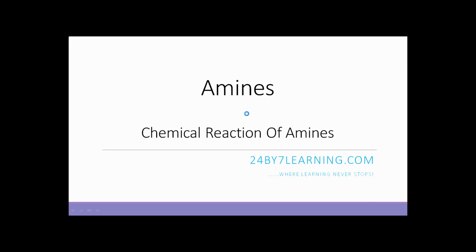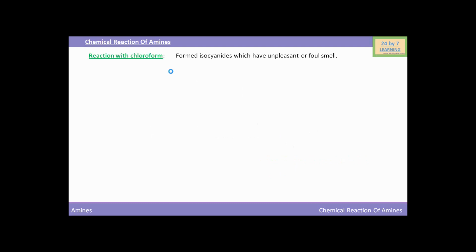Hello students, in this lesson we will learn about amines, and in this video we will see the chemical reactions of amines. So first of all we will see the reaction of amines with chloroform. When amines react with chloroform, they form isocyanides, which have an unpleasant or foul smell.